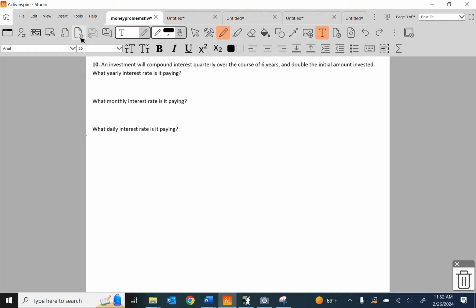An investment will compound interest quarterly over the course of 6 years and double the initial amount invested. What yearly rate is it paying?